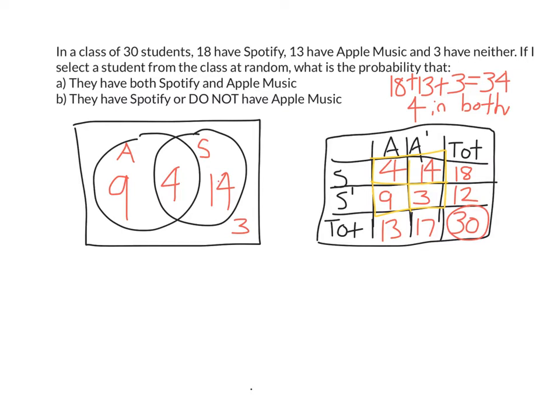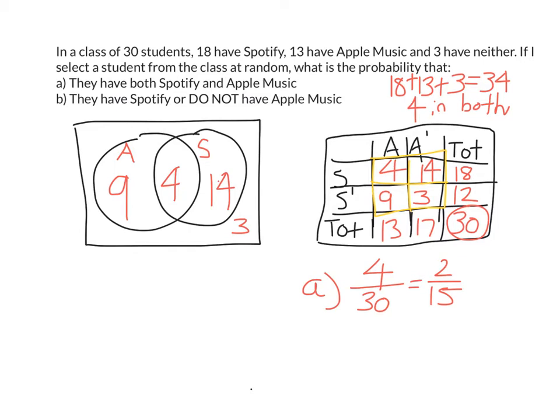So the first question, the probability they have Spotify and Apple Music, that's really easy. There were 4 people who had both out of 30 in total, so that gives us 4 over 30 or 2 over 15. So note, whenever you're asked for the probability, your answer needs to be a fraction, decimal, or percentage. It needs to be a number between 0 and 1. So let's now do B.